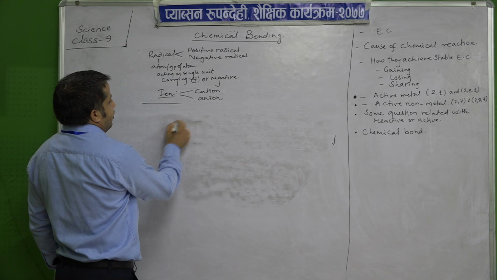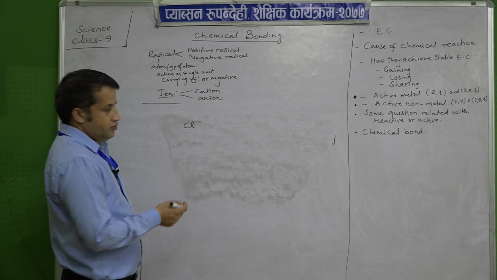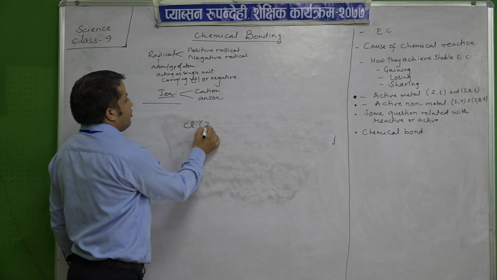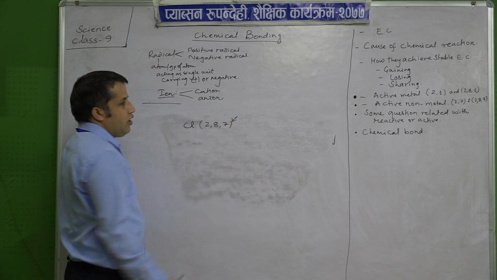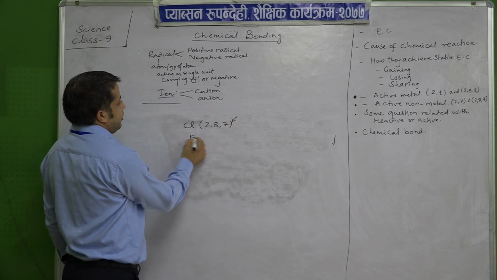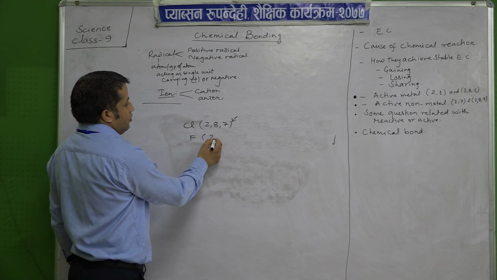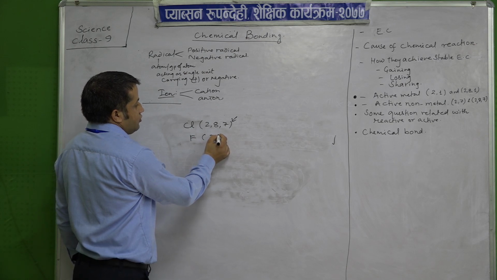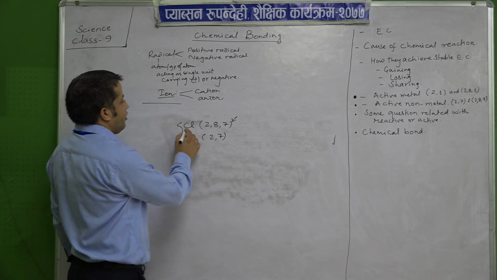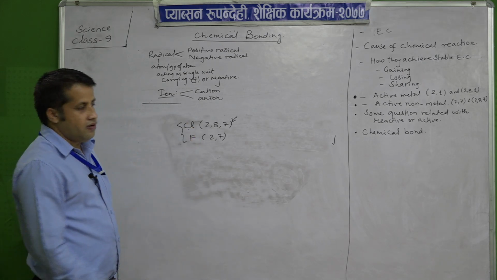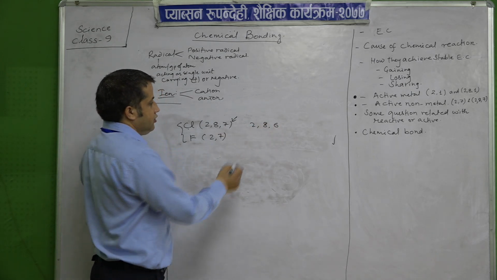Like chlorine, for example. Chlorine has the electron configuration 2, 8, 7, so it requires 1 electron. Fluorine has 2, 7. This is another case. Now if you compare chlorine with sulfur, which has 16 electrons, with configuration 2, 8, 6.